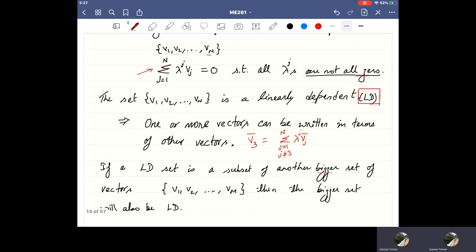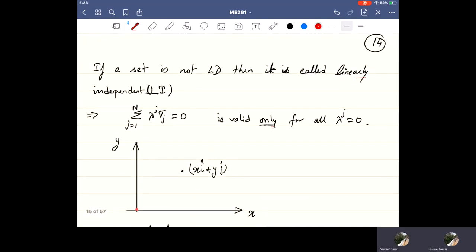Now, if you choose a linearly dependent set and you add more vectors to it, then it will remain linearly dependent. Let's say you have a linearly dependent set, and it is a subset of another bigger set of vectors v1 to vN, where capital N is greater than the number of vectors n that you had taken earlier. Then the bigger set that you get by adding more vectors will also be linearly dependent. That's very clear, right? That looks like an obvious concept.